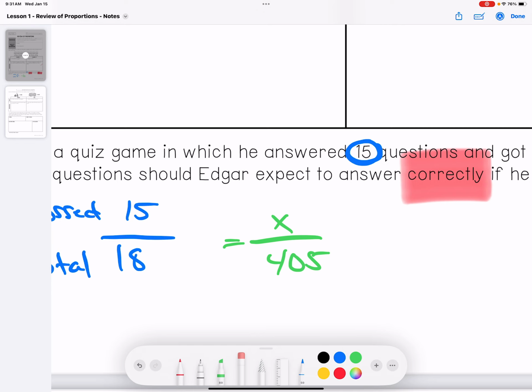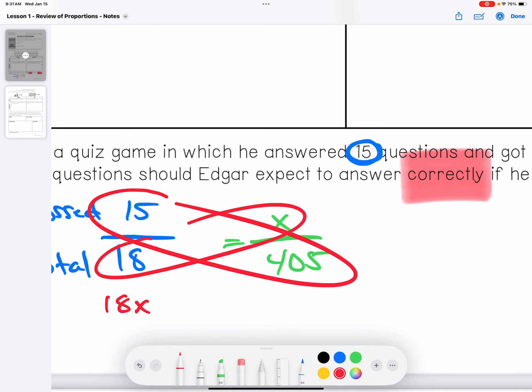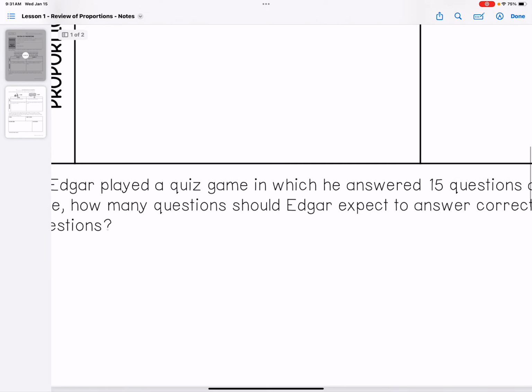All right. Now, how many questions did he get right out of the total 405? All right, so we're going to go 18 times x, which is 18x. Then we're going to go 15 times 405. Big number. 6,075. You've got to be kidding me.